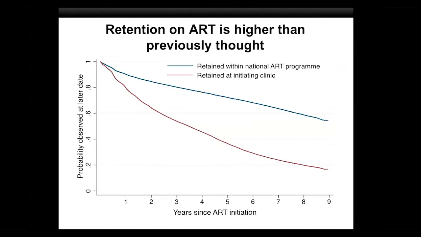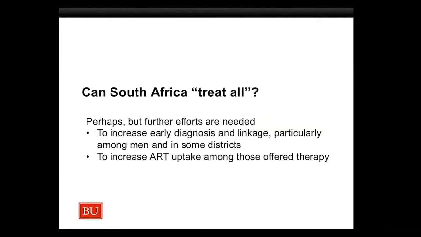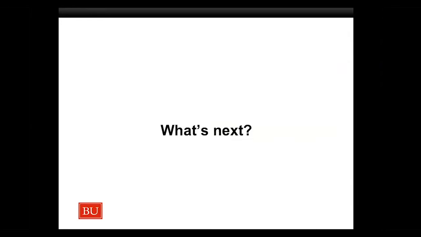But actually, if you look within the whole national treatment program and allow people to move across facilities, the picture is much better. And so we're able to show this with these data in a way that hasn't been seen before. So can South Africa treat all? Well, perhaps, but further efforts are clearly needed to increase early diagnosis and linkage, and to increase ART uptake amongst those who are offered therapy.